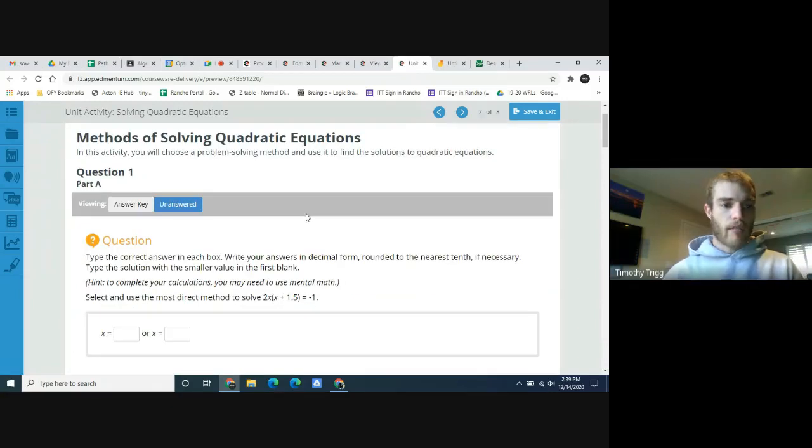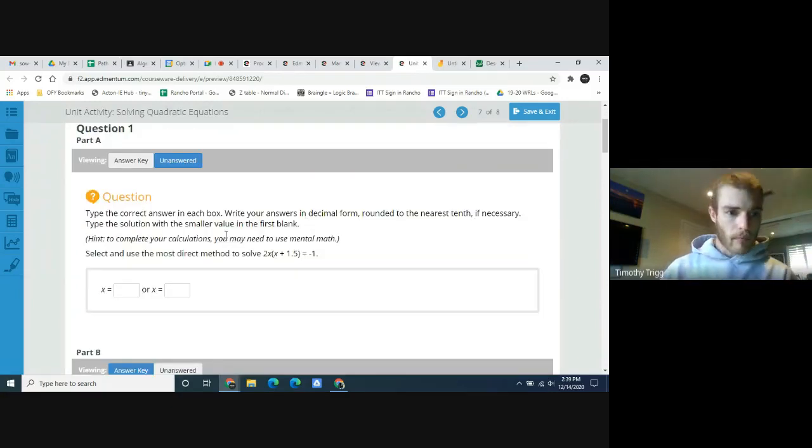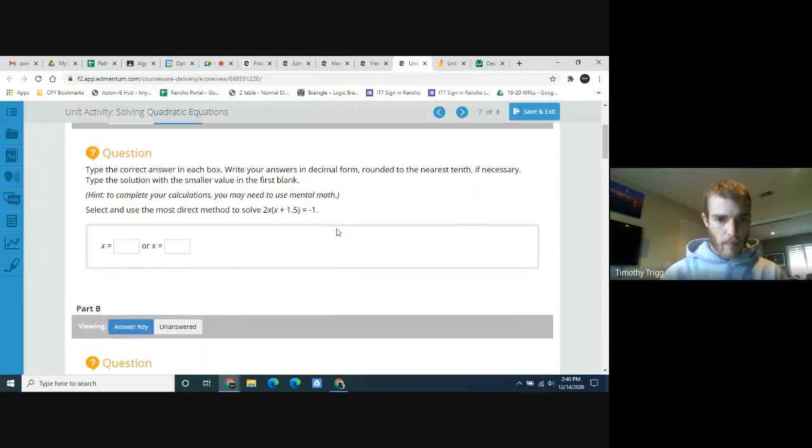So let's take a look at this first one here. Type the correct answer in each box. Write your answers in decimal form, round to the nearest tenth. That's the first decimal place, if necessary. Type the solutions with the smaller value in the first blank. So select and use the most direct method to solve. So let's take a look at this one.